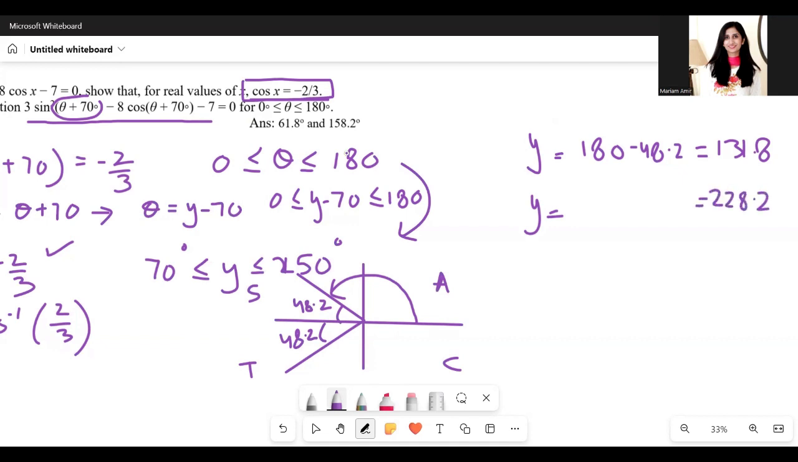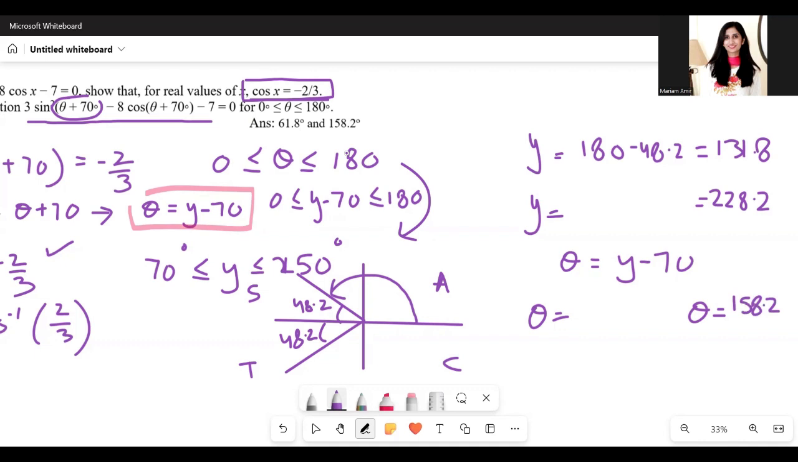So we have two values of y, but actually we need values of theta, and we know the relationship between y and theta, that to get theta, we have to subtract 70 from y. So let's subtract 70 from both the answers we got. So 228.2 minus 70 is 158.2. And 131.8 minus 70 is 61.8. These two are the final answers of this question.